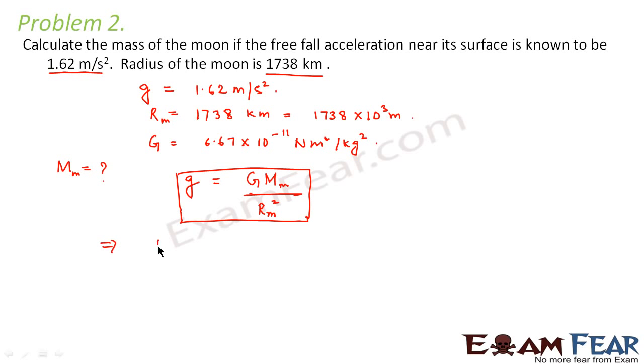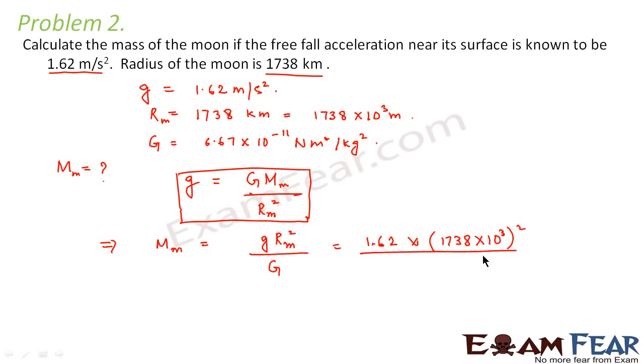So from here we can say mass of the moon is equal to g into Rm square divided by capital G. Now we'll put the values here. It is 1.62 into (1738 x 10^3) whole square divided by 6.67 x 10^-11. So this comes out to be 7.34 x 10^22 kgs. So this is the mass of the moon.